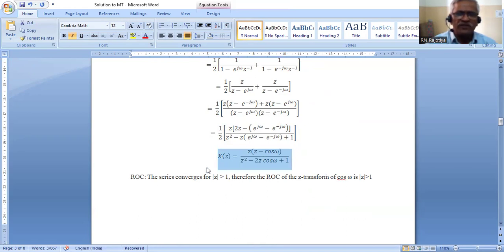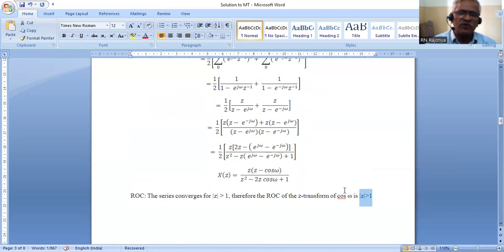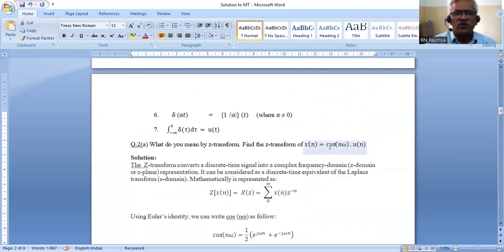So the ROC: this series will converge if mod of z is greater than 1. Therefore, the ROC of the z transform of cos of omega n is for mod z greater than 1. So this completes the answer for finding the z transform of the signal cos of n omega.